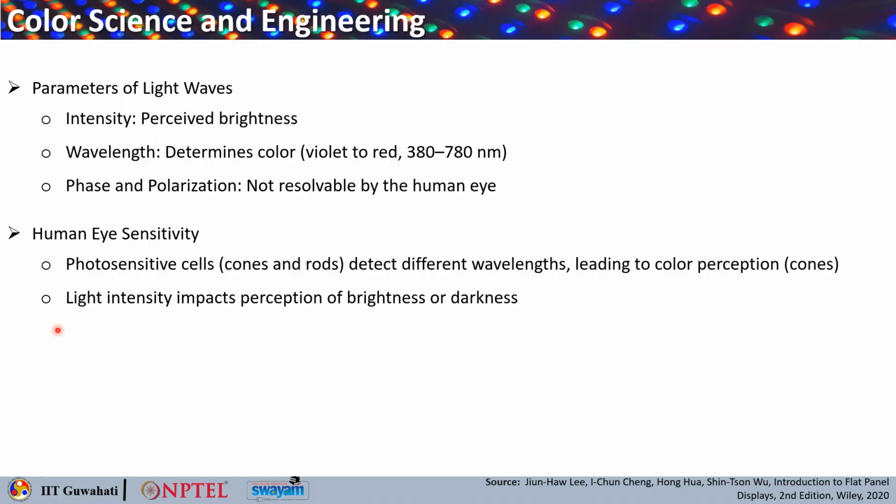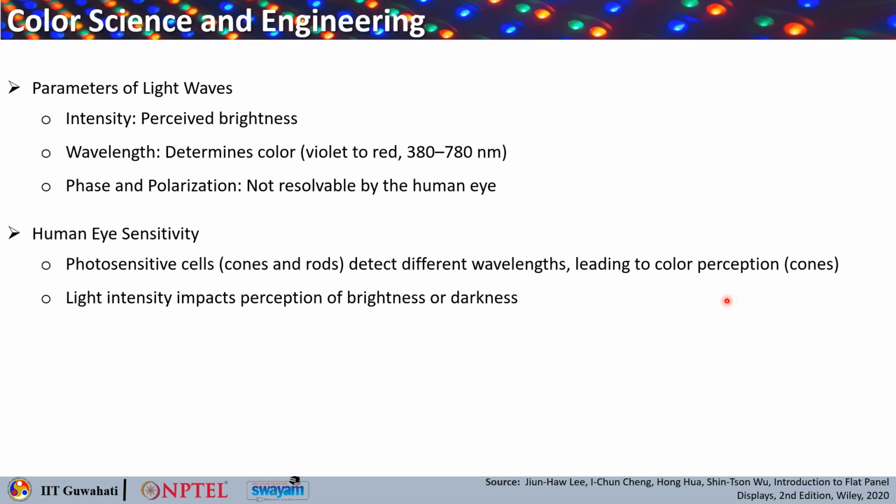Next is human eye sensitivity. So, we have photoreceptors or photodetectors, you can say, in our eyes that basically absorb these photons and give you the signal of what color is getting absorbed. So, photosensitive cells, which are basically cones and rods, are able to detect different wavelengths, and that leads to color perception.